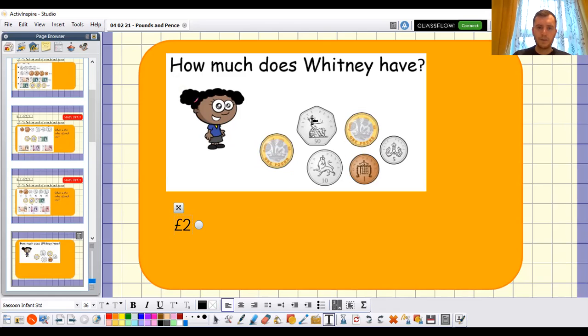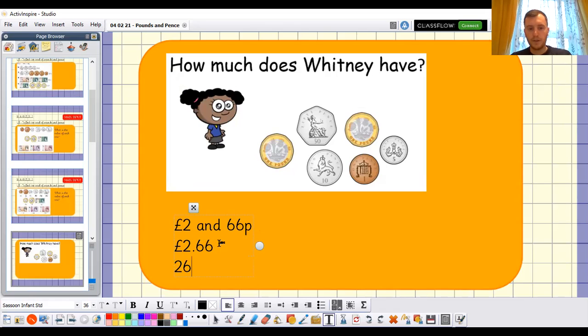And then there's £2.50, £2.60, £2.65, £2.66. And we can write this in lots of different ways. I could write £2 and 66 pence like that, but more often you'll see it as £2 and bullet point 66 like that, and that shows that it's £2 and 66 pence.